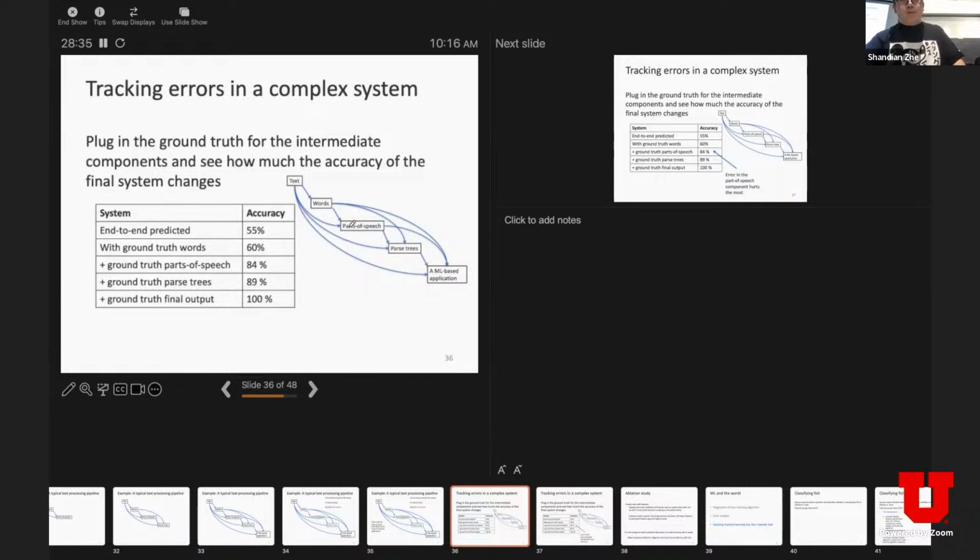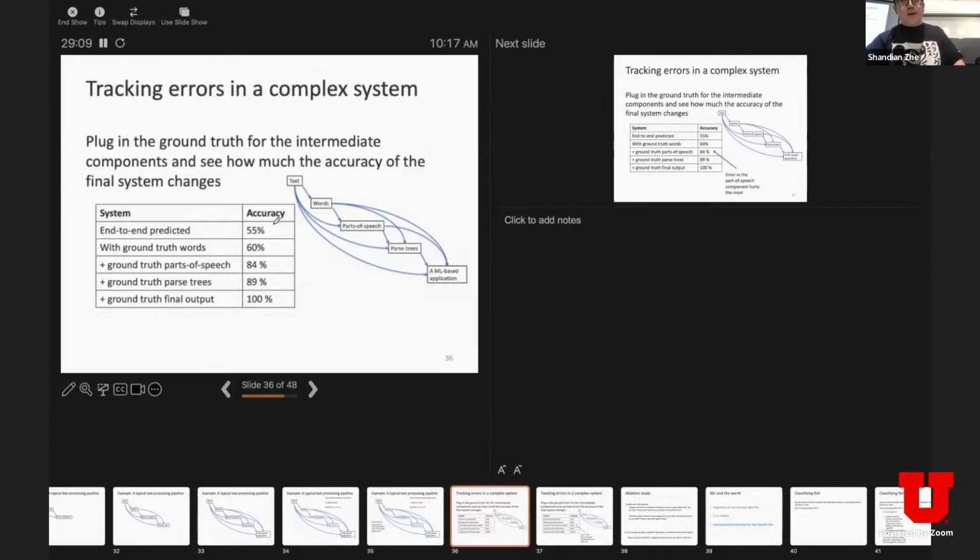Now, you further replace the part of speech tagging by your model, by your RNN, by your transformers, and you find that your accuracy drops to 60%. Right? That's a giant drop. And then if you replace the word processing by the original component, you get a final end-to-end prediction of 55%, which we know won't be satisfactory.